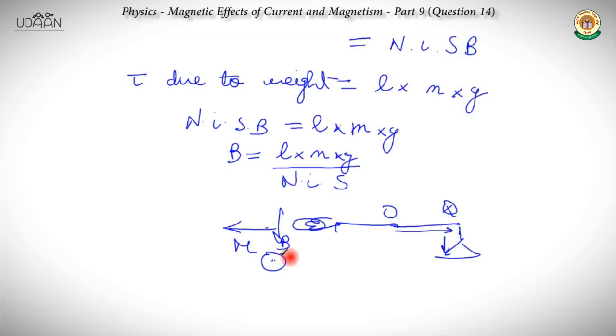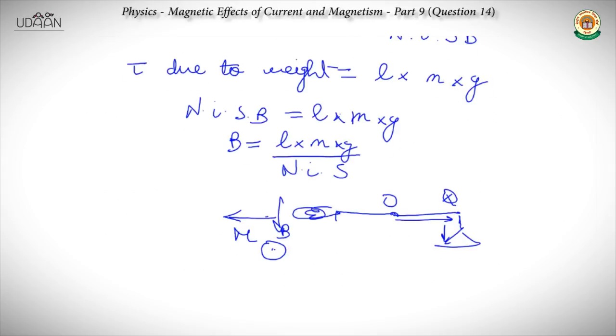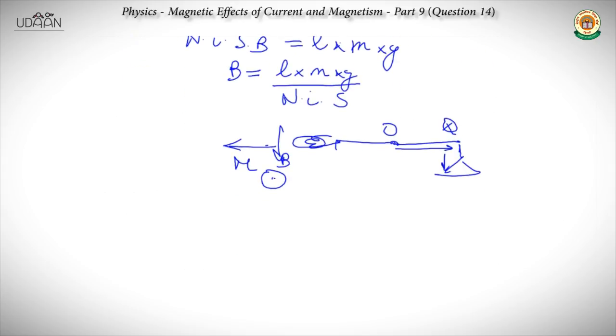So we basically get the M value to be on the left side of our plane. Right. So that is it. We can simplify it: L cross M cross G divided by 200 into I into S.